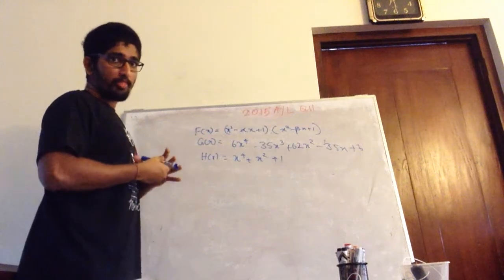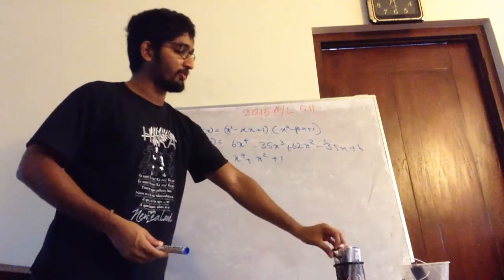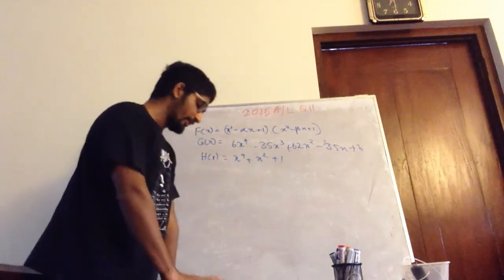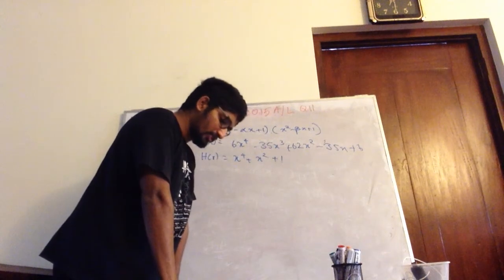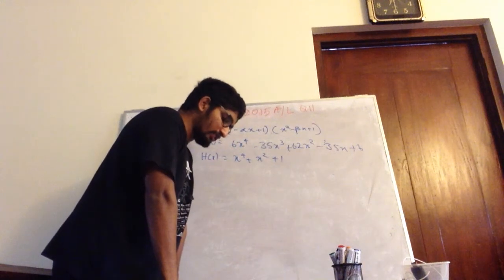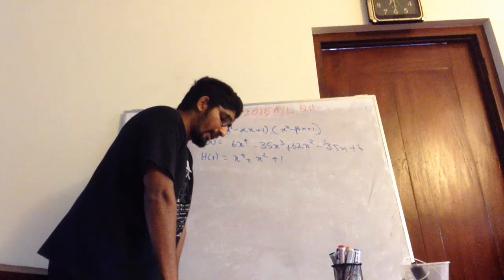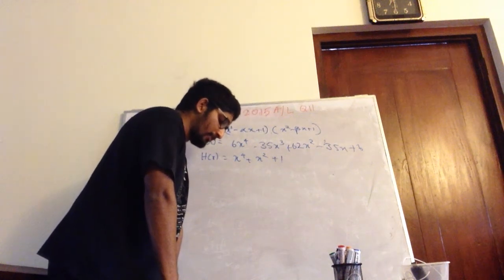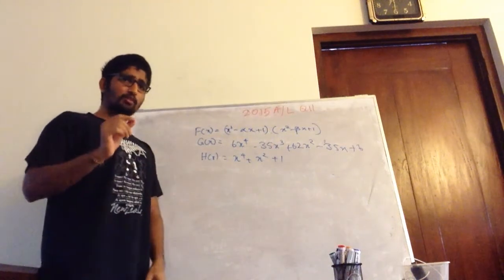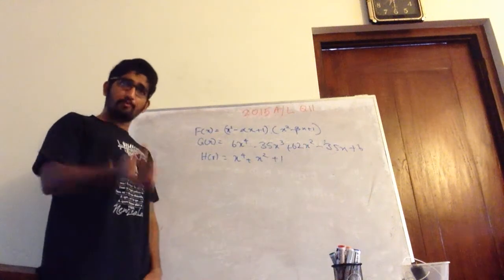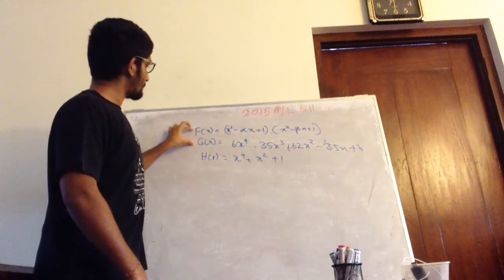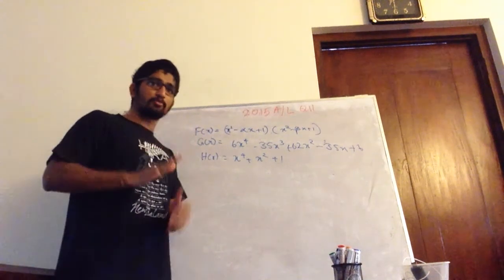So that's an important learning from here. Then they are saying, if both f(x) equals 0 and g(x) equals 0 have the same roots, show that the quadratic equation with alpha, beta as its roots is 6x squared minus 35x plus 50. So they say these two functions have the same roots.